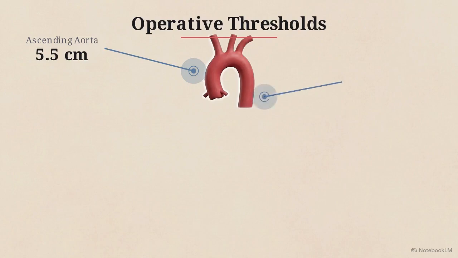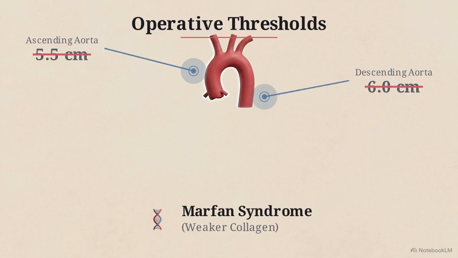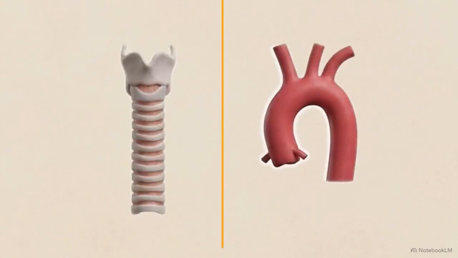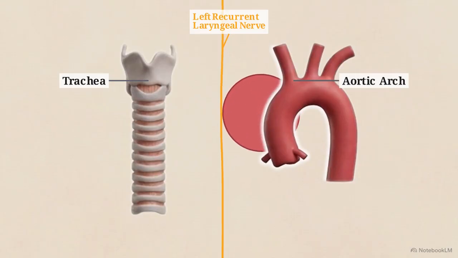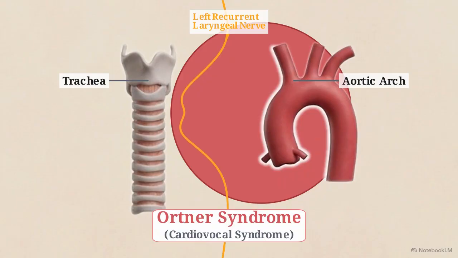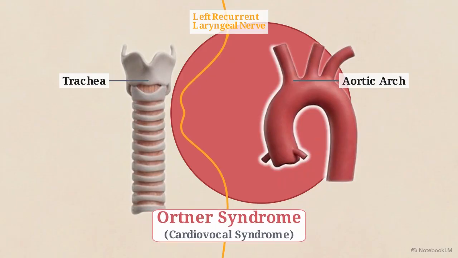The ascending aorta triggers intervention at 5.5 centimeters and the descending aorta at 6.0. But for Marfan syndrome patients, weaker collagen drops the surgical threshold to between 4.5 and 5.0 centimeters. As these thoracic masses expand, they exert immense mechanical pressure. In Ortner syndrome, the aneurysm compresses the left recurrent laryngeal nerve, causing severe, progressive hoarseness.